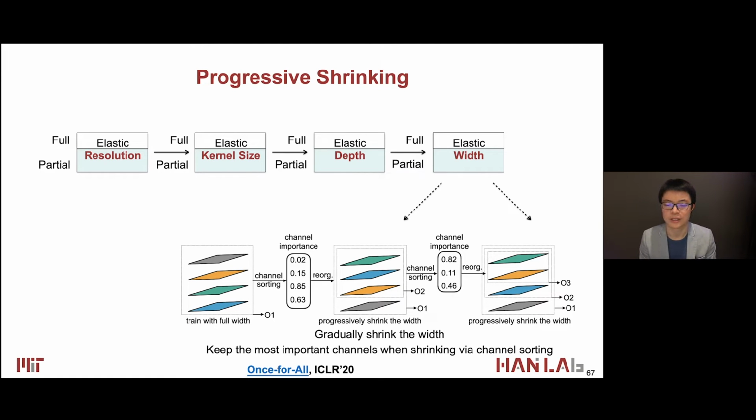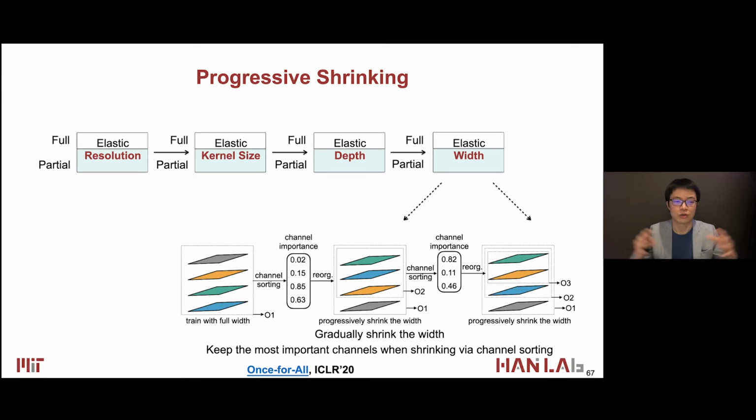So in the second round, we support both 4 channels and also 3 channels. And then we sort them by the importance again and reorganize the channels again. And the next iteration, we support both 2 channels, 3 channels, and 4 channels. Okay, so the idea here is to keep the most important channels when shrinking via the channel sorting.